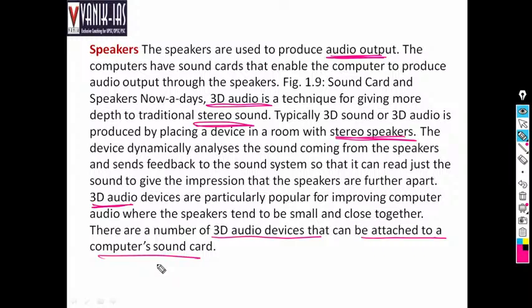Where we use some stereo speakers. Stereo speakers are also output devices. They produce audio output.